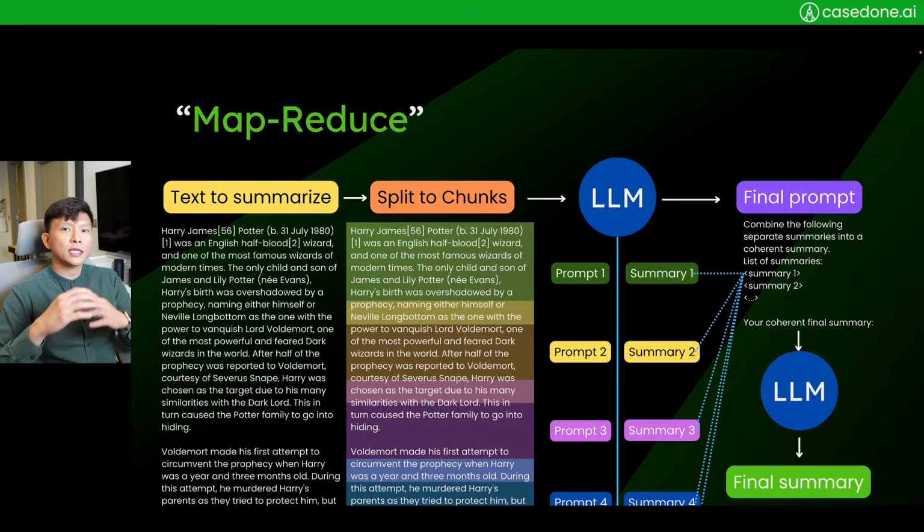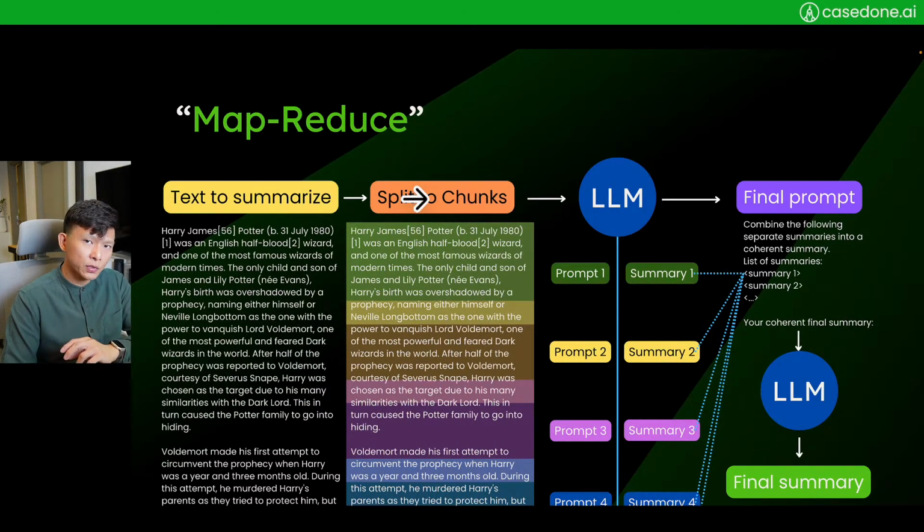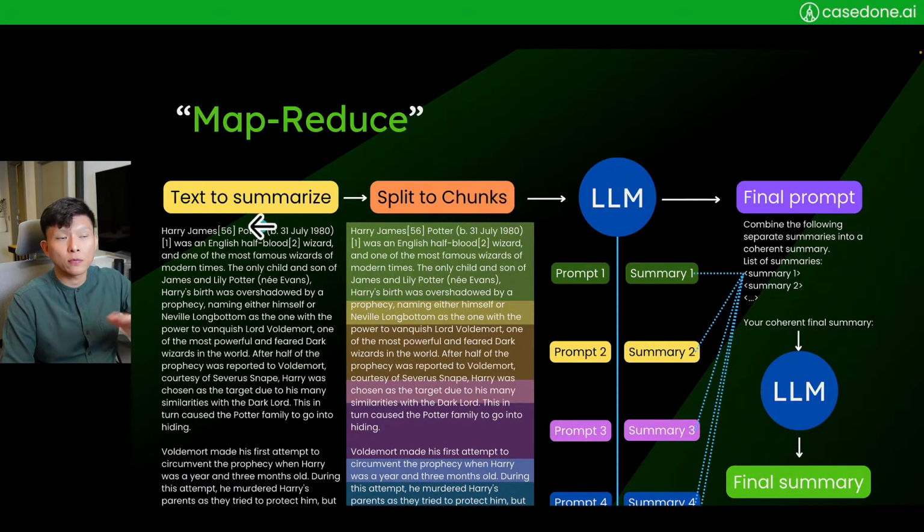The idea is this. You add a few more steps in between. Again, you have the text that you want to summarize, assuming that you have loaded it into memory already, and you know that it's too long. What you can do is break it into chunks. The green chunk is the first chunk, and the yellow chunk is the second chunk.